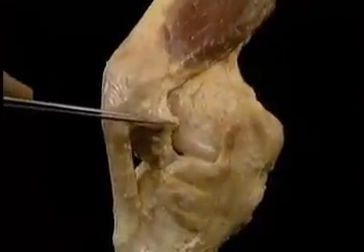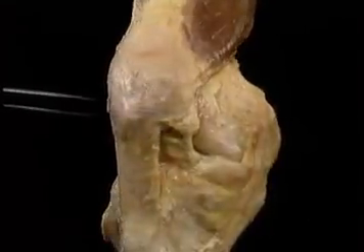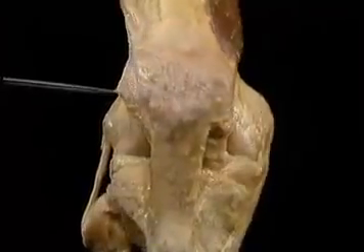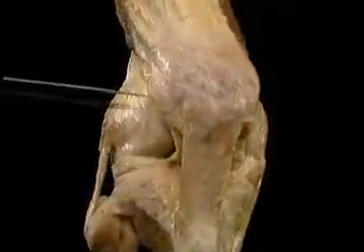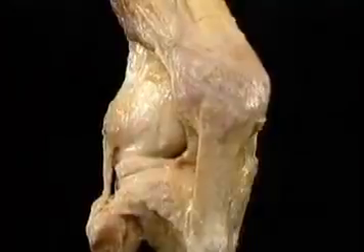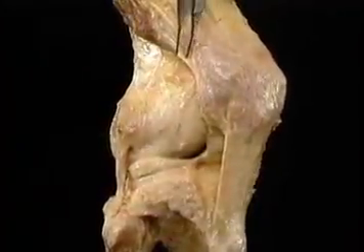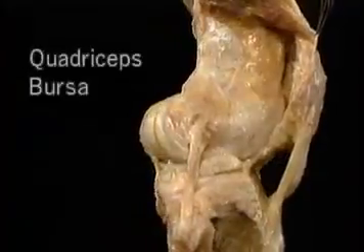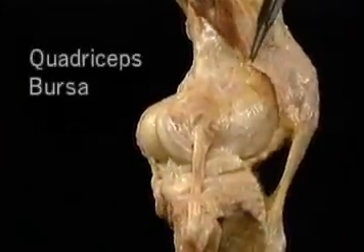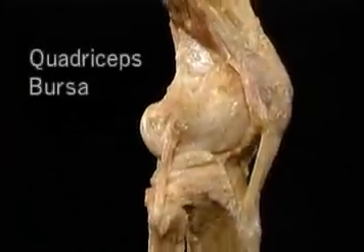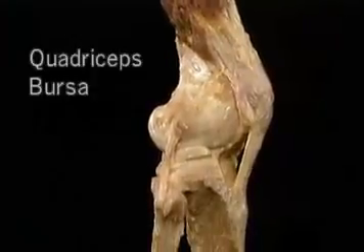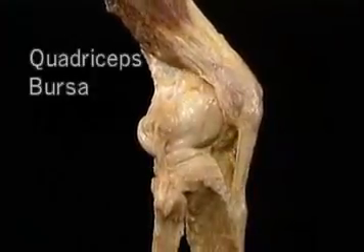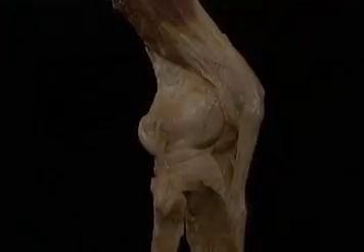On the medial side and on the lateral side, the tendon is continuous with the capsule of the knee joint. Between the quadriceps tendon and the femur is an extension of the knee joint cavity, the quadriceps bursa. It's lined with synovial membrane. This lubricated pocket enables the quadriceps tendon to slide easily on the femur.